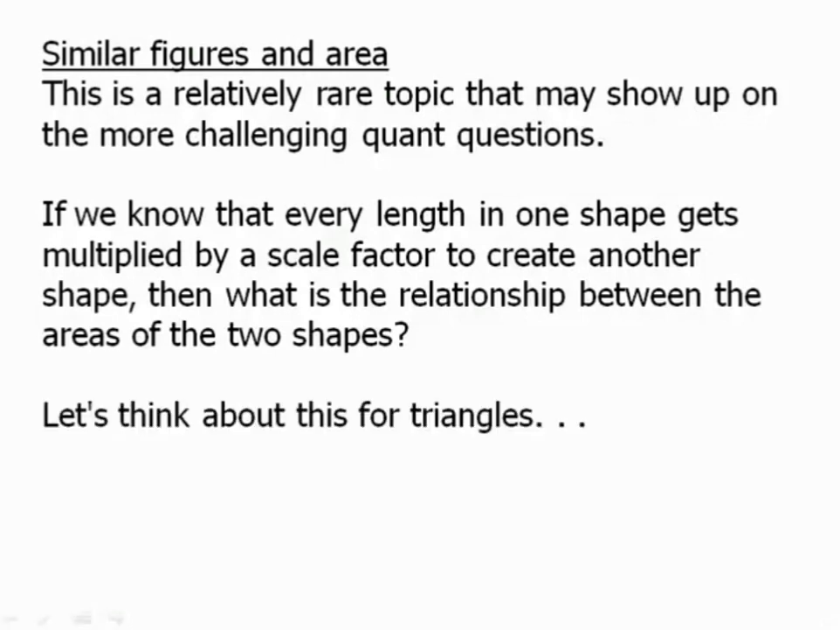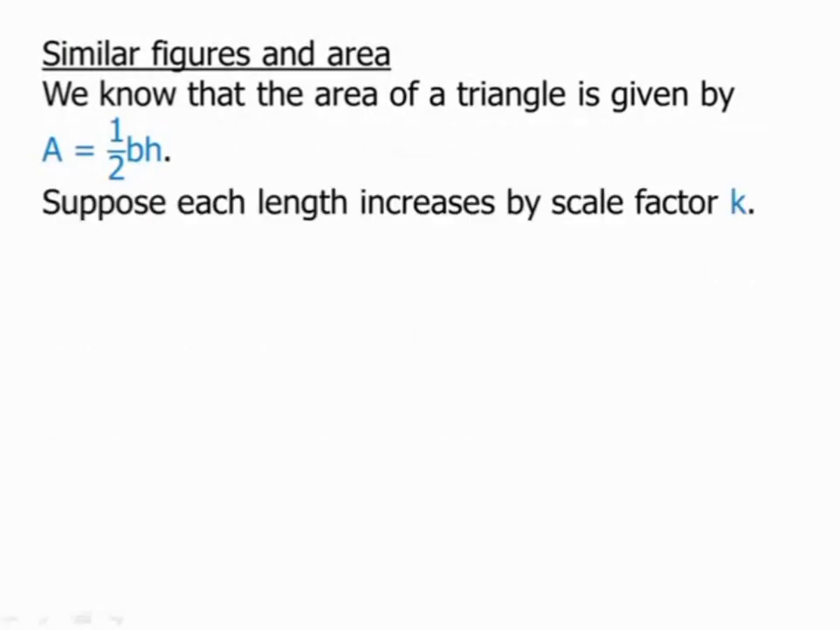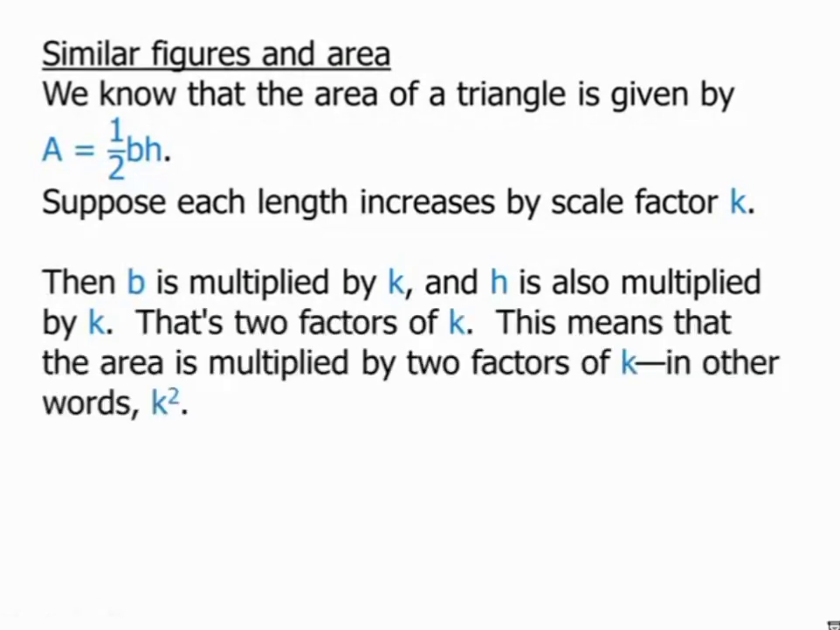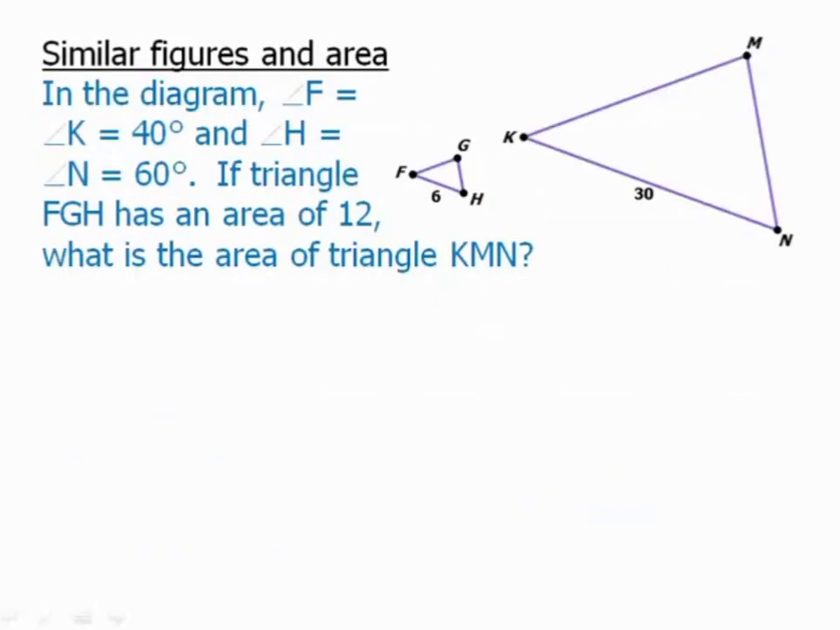Let's think about this for triangles. We know that the area of a triangle is given by area equals 1/2 base times height. Suppose each length increases by a scale factor k. Then b is multiplied by k, and h is also multiplied by k. That's 2 factors of k. This means that the area is multiplied by 2 factors of k, in other words, k squared. When lengths are multiplied by k, area is multiplied by k squared.